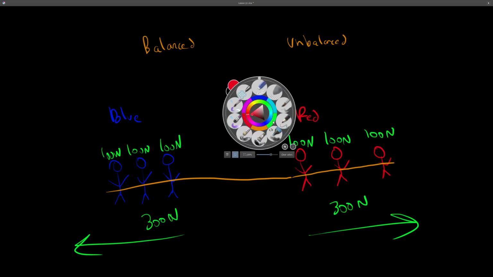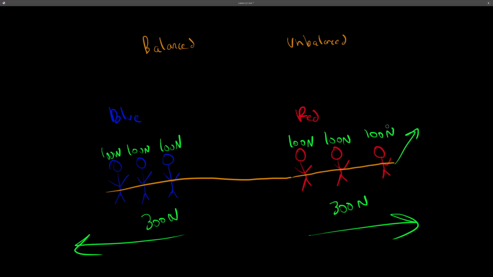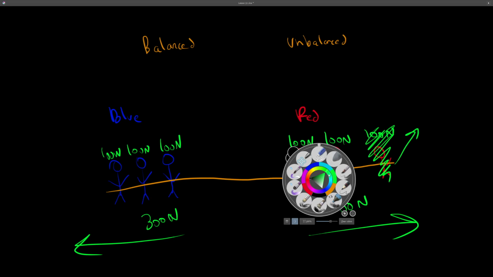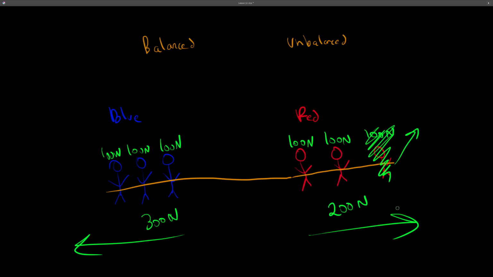Now, what if, for example, this person over here leaves? He decides that he doesn't want to continue anymore. The total force on the red side is not going to be 300 now. It's going to be 200. So I have a total magnitude of 200 newtons on the red side, meaning the arrow is going to be a little smaller, so there's less force going to the right and the same amount of force going to the left. But the total net force of this entire system is not going to be 0. It's going to be 100 to the right, 100 to the left, sorry.